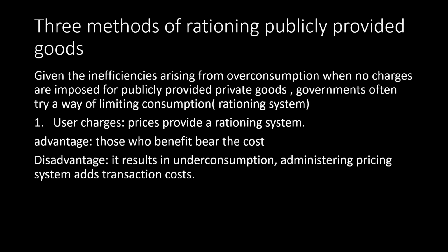The first method is user charges, whereby prices are imposed. And these prices provide a rationing system. The advantage of this method is those who benefit bear the cost. You only pay and get. Then the disadvantages: it results in underconsumption. People who don't have the money won't pay. Therefore, some services won't be utilized. It also leads to administering the pricing system, which adds transaction costs.